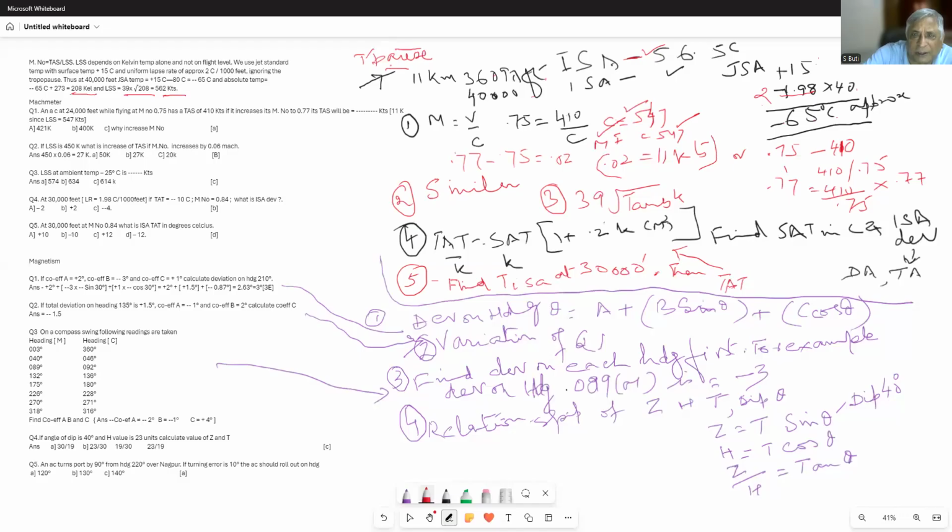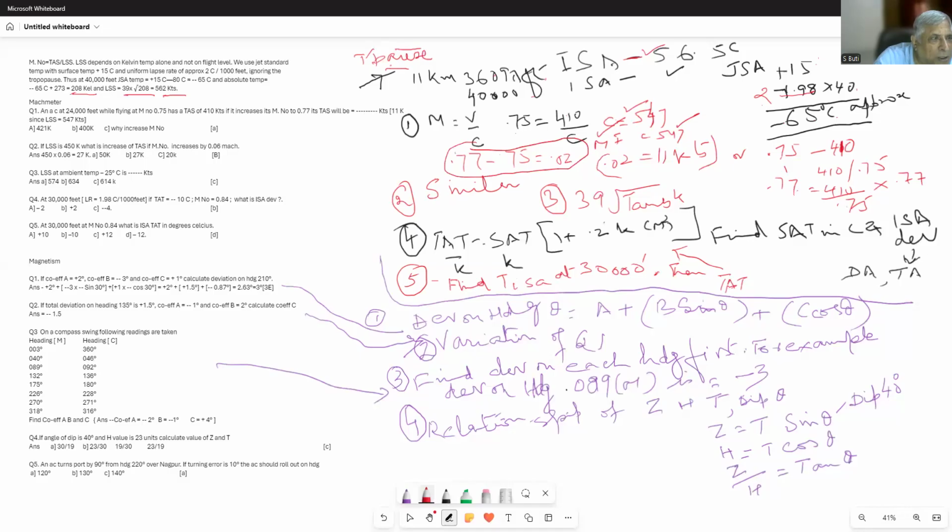Or the second method is, at 0.75 the TAS is 410. At Mach 1, it will be 410 by 0.75, and at 0.77, unitary method, multiply by 0.77. So either you can take this difference and solve this question. In both cases, you will get a new TAS of 421 knots. Well, you have the calculator with you. With the same, you can do it on the calculator also. Find out the true airspeed at 0.75 and 0.77, and that will be the difference.